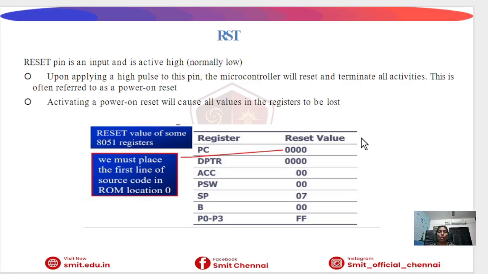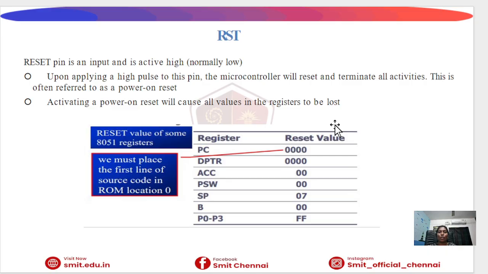Normally it stays low. When we apply a high pulse, the microcontroller stops all operation, clears all registers, and starts execution from the beginning. That is the meaning of reset. Whatever the program is undergoing, whatever the system is running, that is not a concern. If we click the reset button, it stays low, and we apply a high pulse to the microcontroller. It stops all operation, clears all the registers, and starts execution from the beginning.